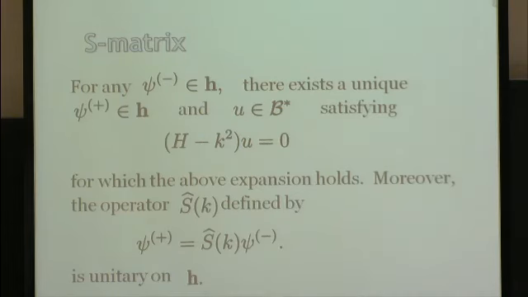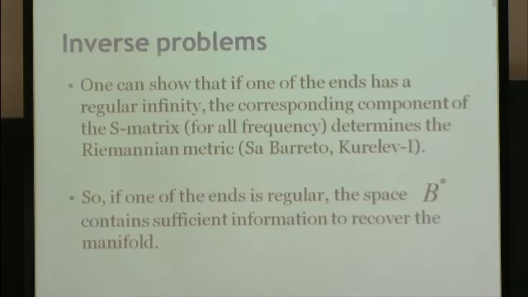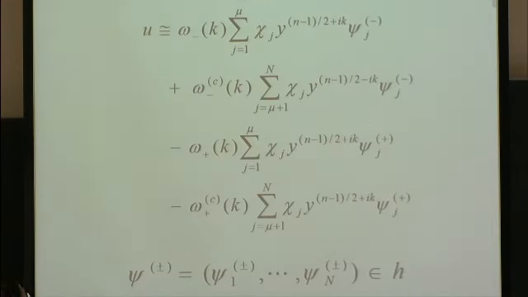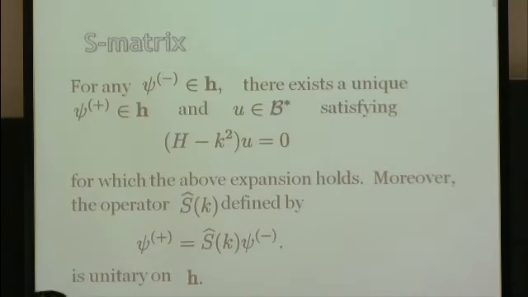And we have the following theorem. If you are given this incoming wave, there exists a unique solution U of the Helmholtz equation which has this incoming wave and which admits this outgoing wave. And the map which assigns this incoming wave to the outgoing wave is the S matrix. Actually, this is unitary equivalent to the standard S matrix, but let us forget it. Let us call it the S matrix.